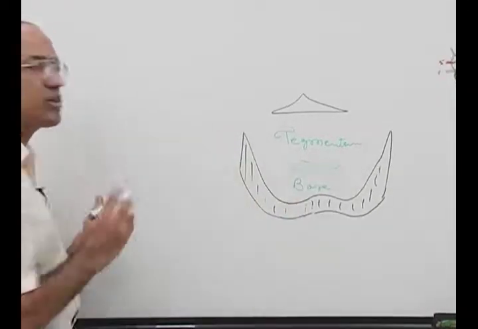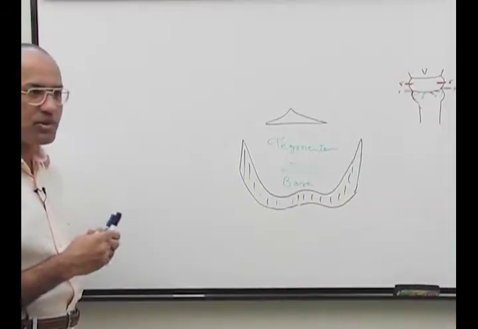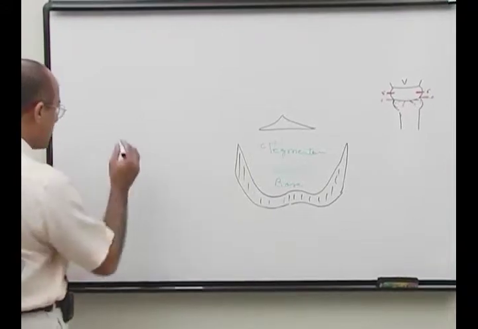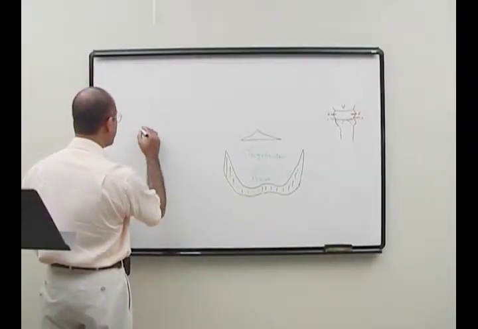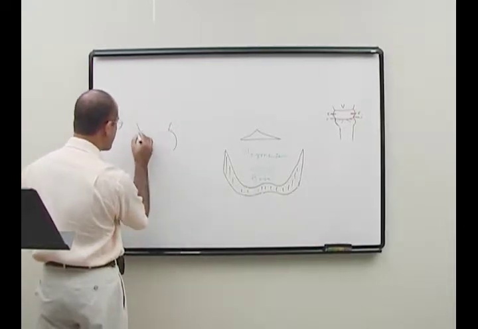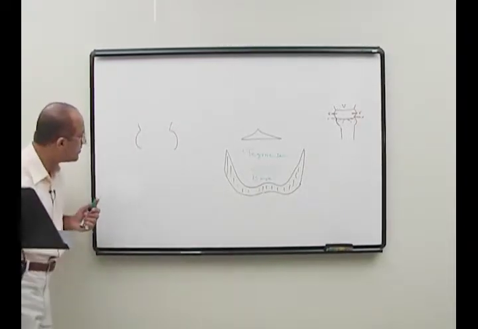Now let's see what is the trapezoid body. What is the structure and function of the trapezoid body? Let me make a very simple diagram related with the brainstem. Now here I am going to explain the trapezoid body.